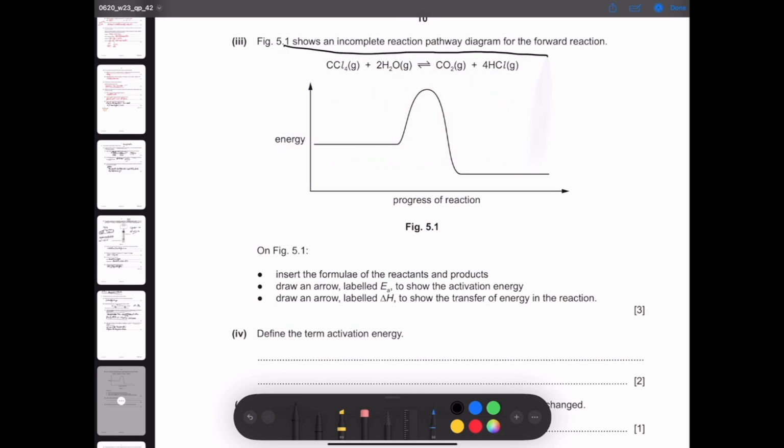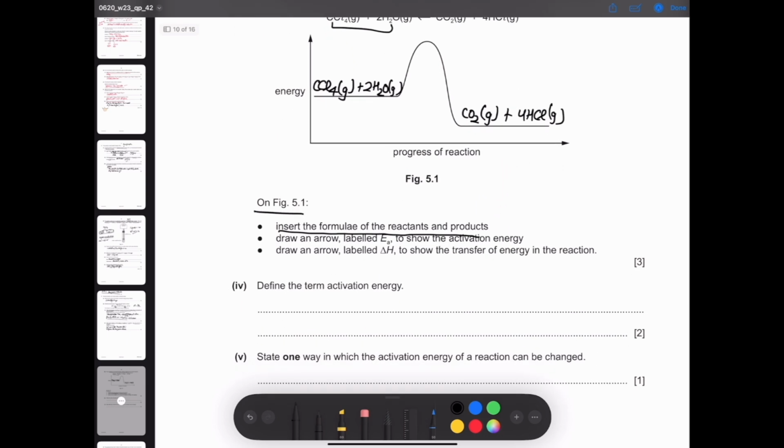An incomplete reaction pathway diagram is there. On the figure, you have to insert the formula of the reactants and products. So, see, the reactants are these. So, you just mention CCl4 gas plus 2H2O gas. Make sure to mention the state symbols as well. Product as well, CO2 gas plus 4HCl gas. Draw an arrow labeled activation energy to show the activation energy.